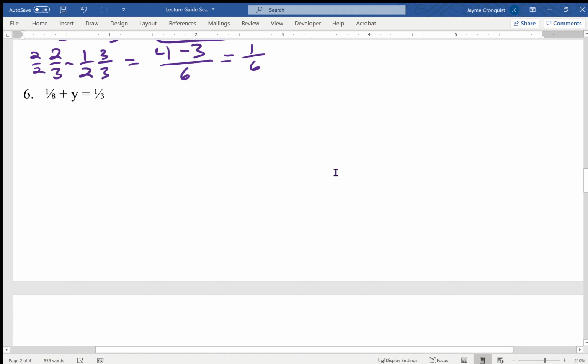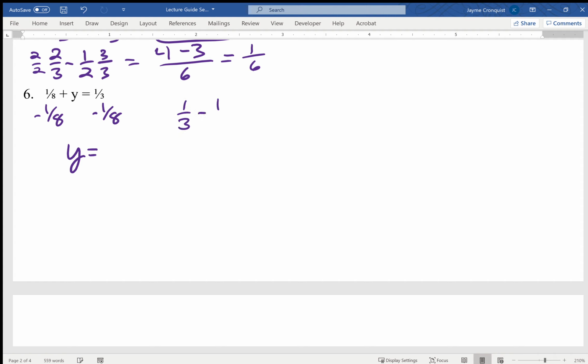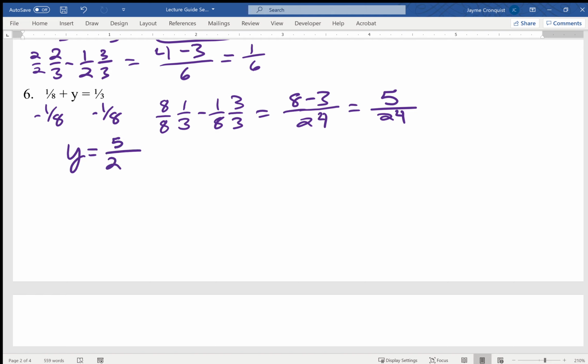Okay, we have another example. 1/8 plus y equals 1/3. Well, I have to subtract the 1/8. So y is equal to 1/3 minus 1/8. The only way I can do this is to multiply the first one by 8 over 8 and the second by 3 over 3. So I'm going to have 24 as my common denominator. 8 minus 3, so that's 5 over 24. It doesn't simplify, so that's just my answer, 5 over 24.